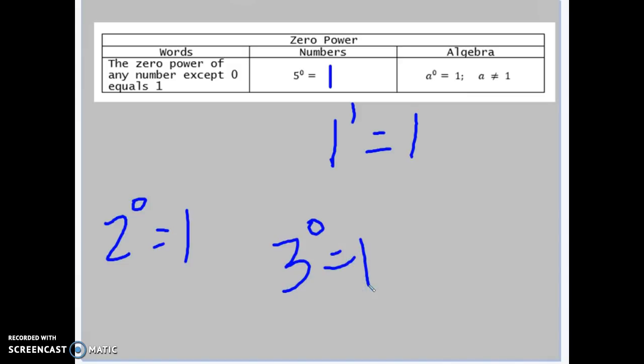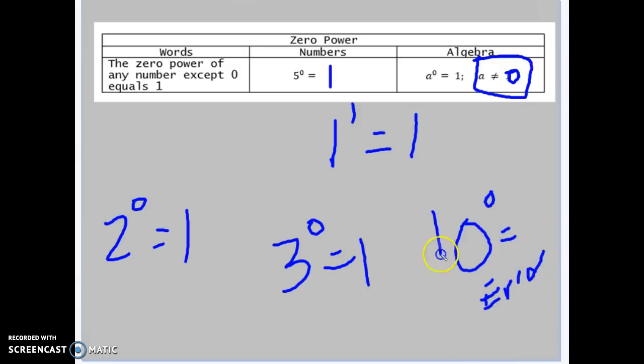Now, I believe that this is an error up here. It should say a cannot be 0. And the reason for that is, if I do 0 to the power of 0, on your calculator, that's going to come up as an error. So that doesn't work. So that's the only time it doesn't work. But any other time, whether it's a fraction, whether it's a negative base, a positive base, anything to the power of 0 will always be 1.